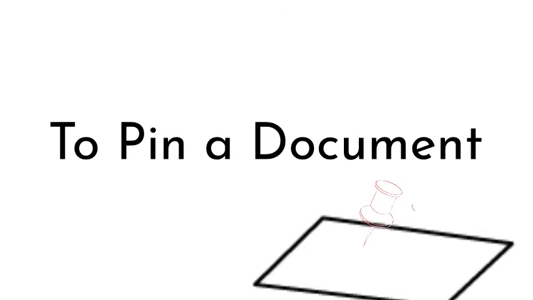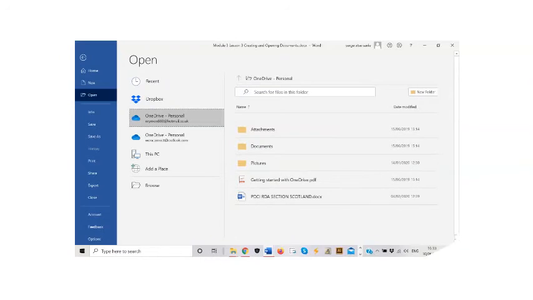To pin a document. If you frequently work with the same document, you can pin it to the Backstage view for quick access. Navigate to Backstage View, click Open, then select Recent. Then a list of recently edited documents will appear.